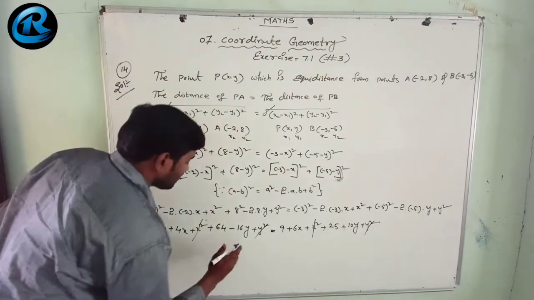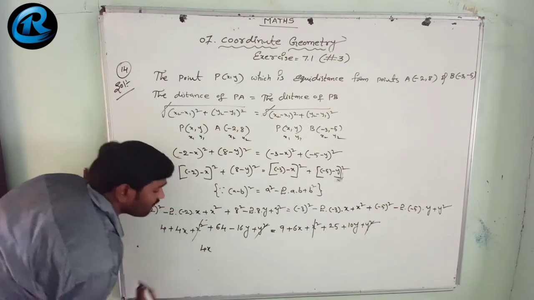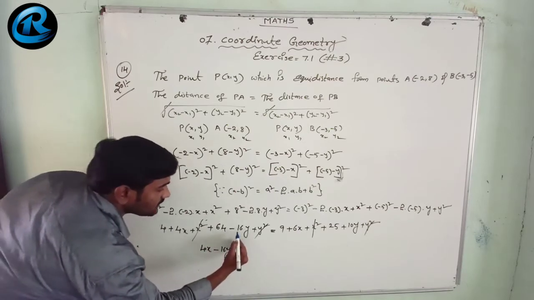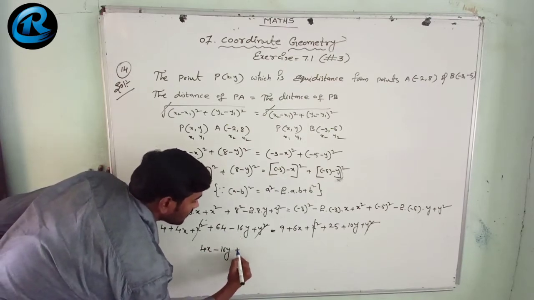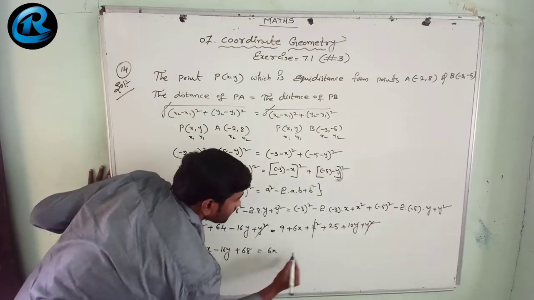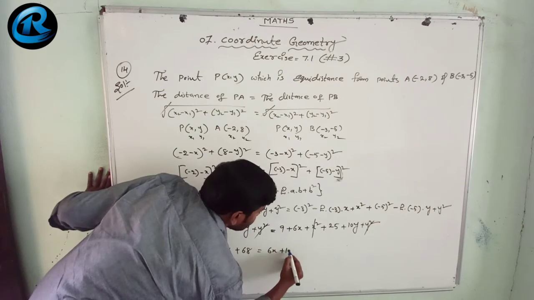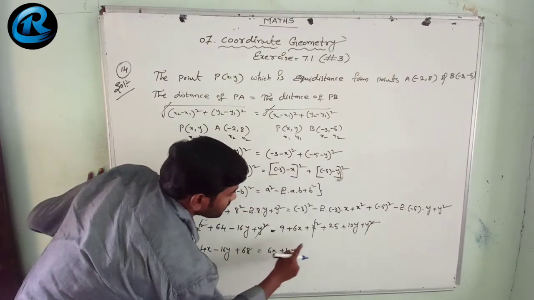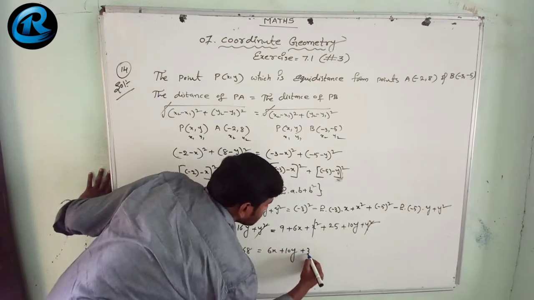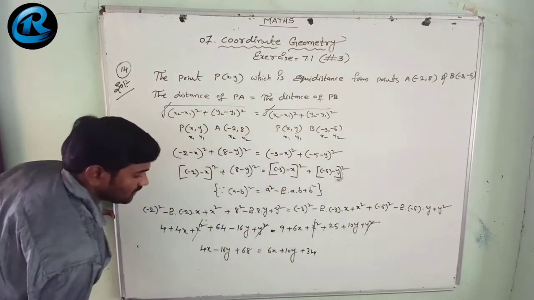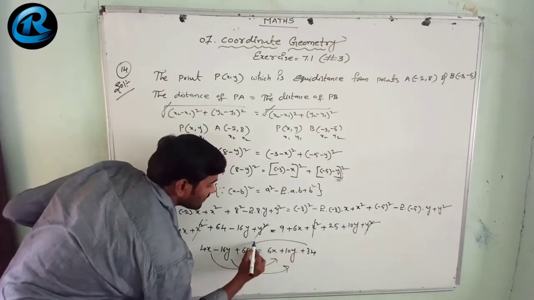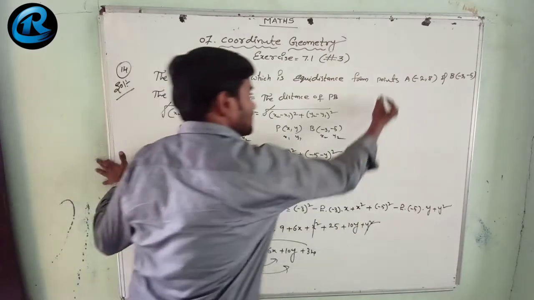Now let us simplify. First we write the x term, 4x, here minus 16y, plus 4 plus 64, that is 68, is equal to, here what is left, 6x plus 10y, 9 plus 25, that is 34. Now here, both the x terms will transfer to this side and the constant terms will transfer to the other side. So let us see what happens now.